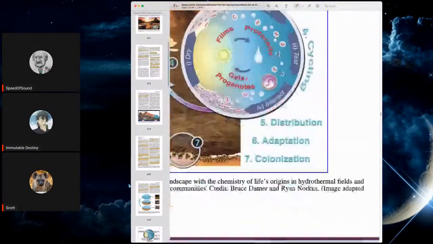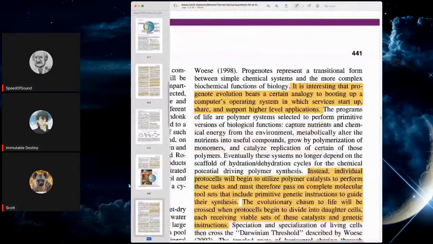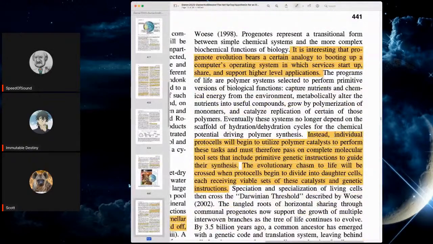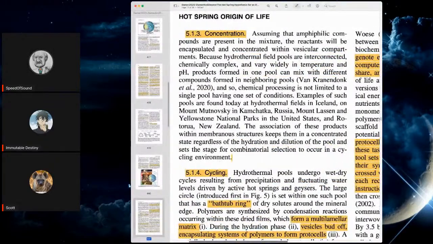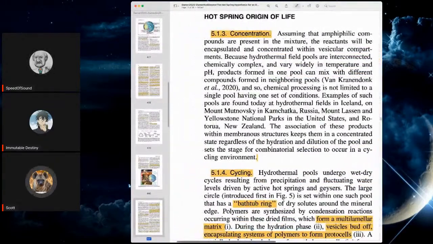Okay, and then we go on to the next page, I believe. And let me, kind of hard to hit that little thing. Speed, you want to go ahead and read that, or immutable? Okay, so immutable. Yep, okay.